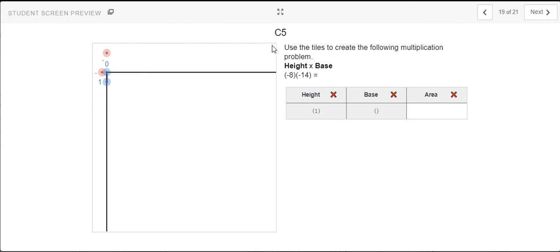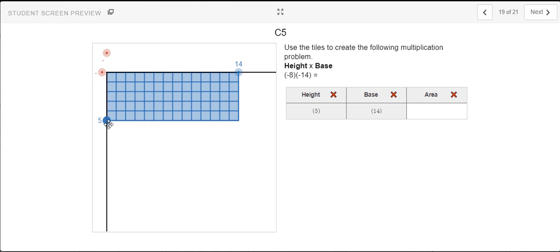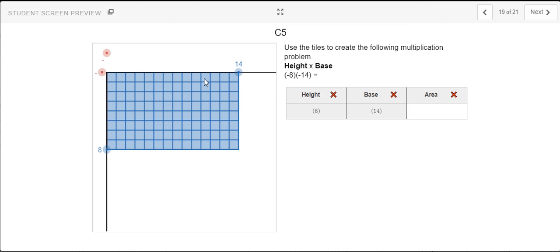Okay. And here, 8 by 14, so base 14, height 8. So normally this would be an area of, let's see, 8 times 14, 8 times 10 is 80, 8 times 4 is 32, so 112. Normally this would be an area of 112. But again, if I flip one side, it becomes negative. But if I flip it again, it becomes positive. 2 flips, 2 negative numbers become positive 112.